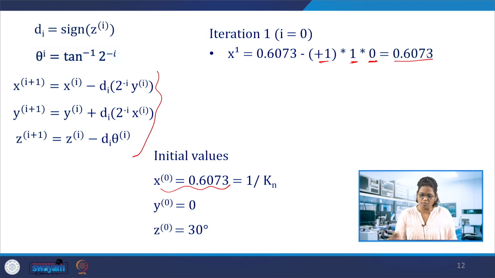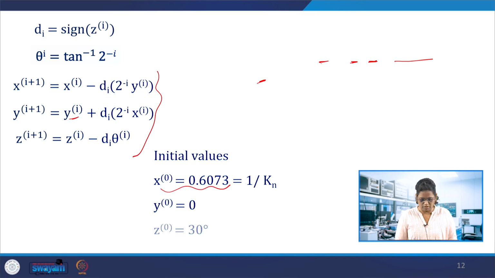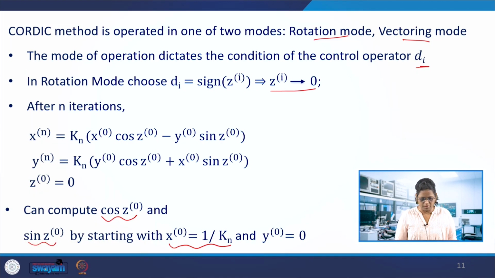The first value of x gives this 0.6073, and then the second, y1. Similarly, we compute it with the initial value of y taken as 0, and the x of 0 value, which is 0.6073, note it down, to compute cos 30 degrees. So here is what we have given in the previous case.